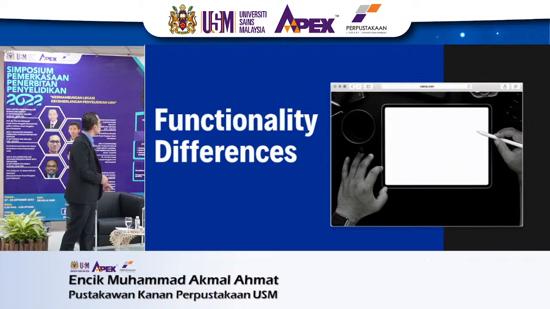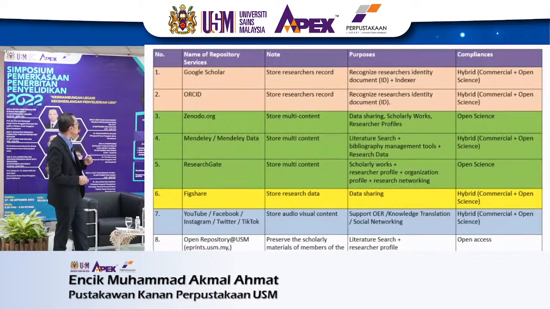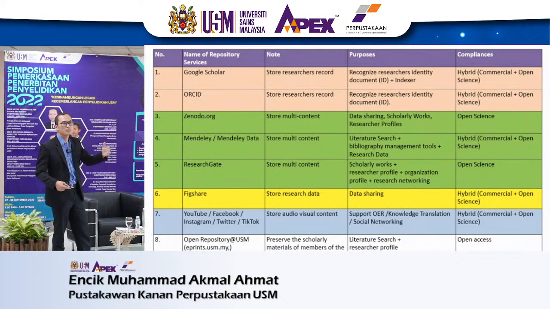Right. So the next one is the functionality differences. I take some examples here. The common one is Google Scholar. Google Scholar functions as a repository to store the researcher's record, to recognize you as an identified researcher who is an expert in a certain field, and then it works as an indexer, 2-in-1.